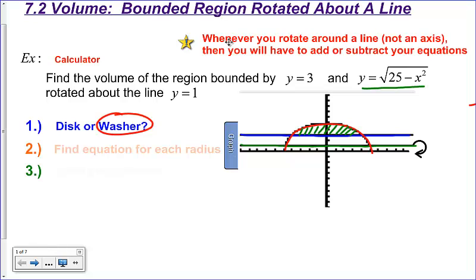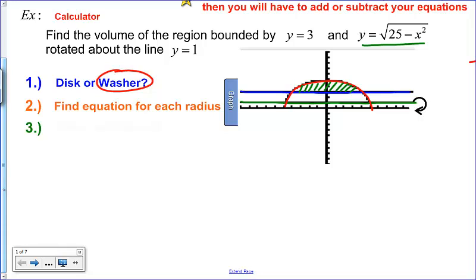Okay, second thing. We need to find the equation for each radius. And this is actually the whole big part of it. This is the most important part of this problem. We need to go ahead and set up our integral. It's going to start off volume equals. This is a washer method, so we're going to have a big radius squared, terrible R, a big radius squared minus a little radius squared.